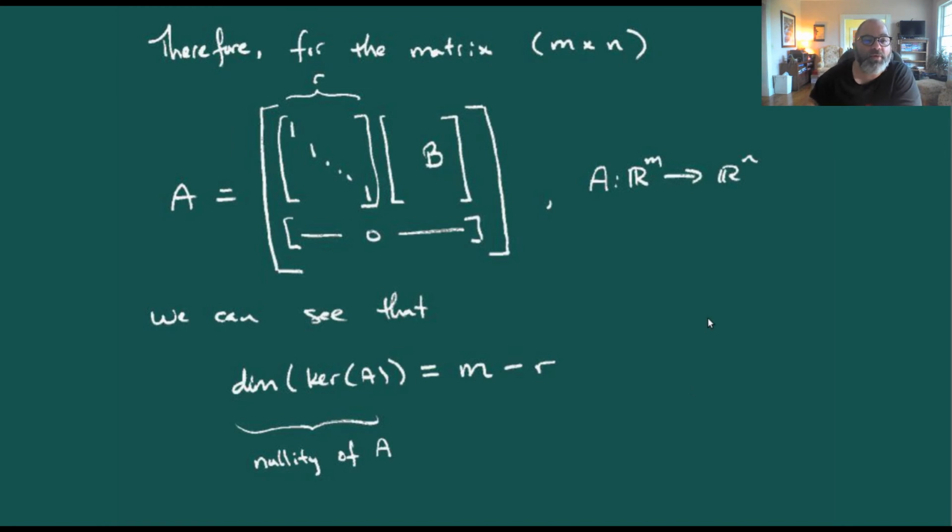So for a matrix that has this form, with our r identity matrix, our r by n minus r matrix B, and our 0 rows, the dimension of the kernel is going to be equal to n minus r, those solutions that we had down at the bottom. This dimension of the kernel of A is another term we use for the nullity of A.